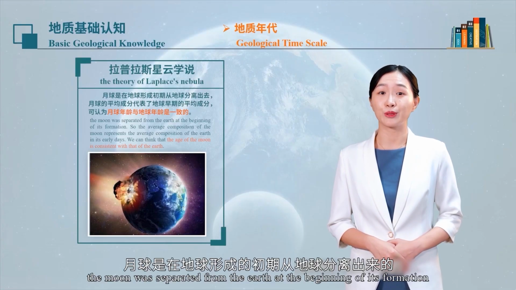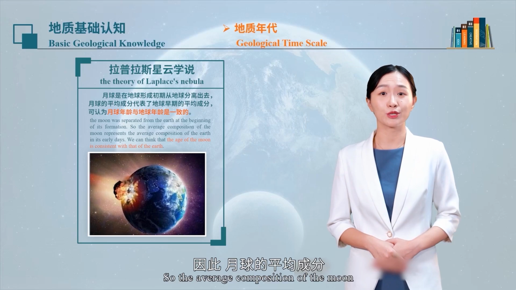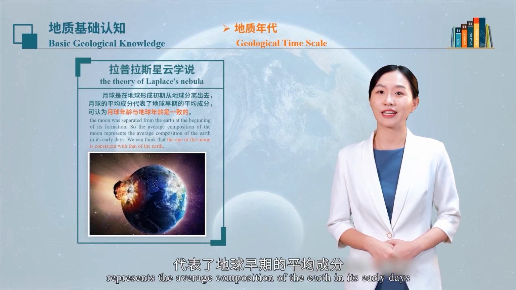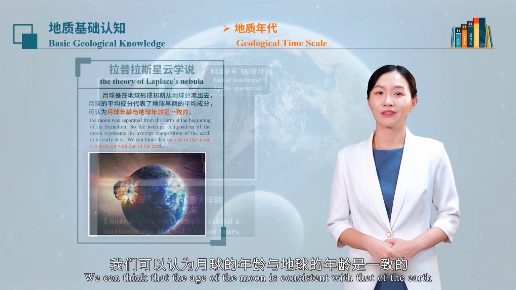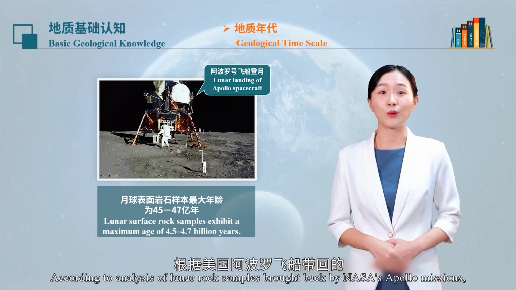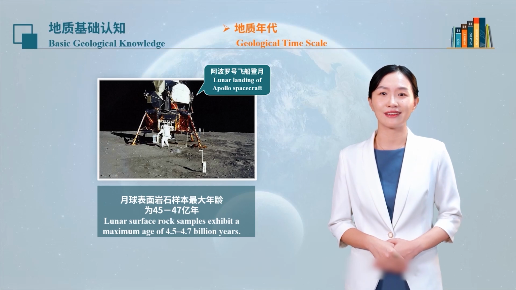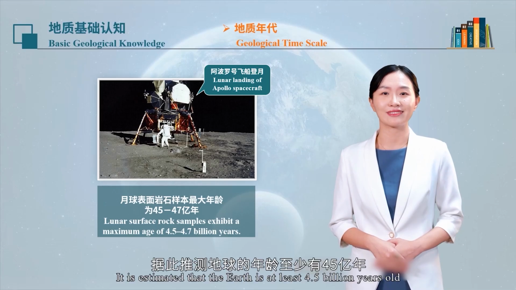Based on the theory of Laplace's nebula, the Moon was separated from the Earth at the beginning of its formation. So the average composition of the Moon represents the average composition of the Earth in its early days. We can think that the age of the Moon is consistent with that of the Earth. In 2005, according to analysis of lunar rock samples brought back by NASA's Apollo missions, the oldest specimens have been dated to approximately 4.7 billion years. It is estimated that the Earth is at least 4.5 billion years old.